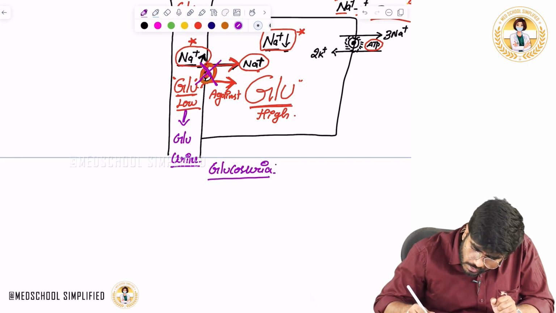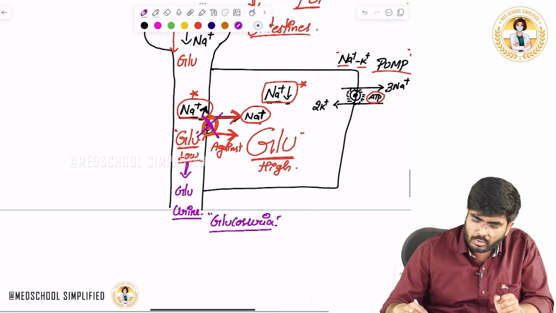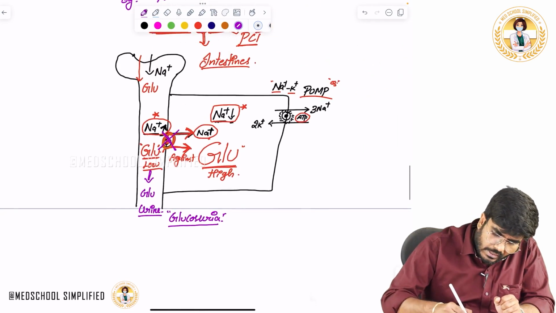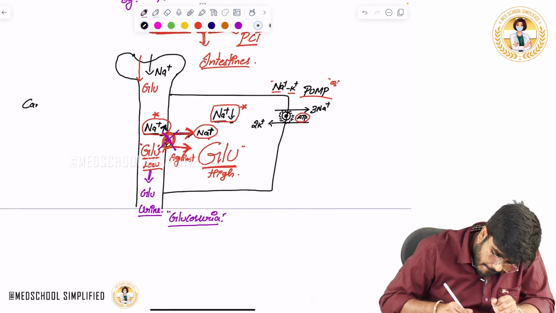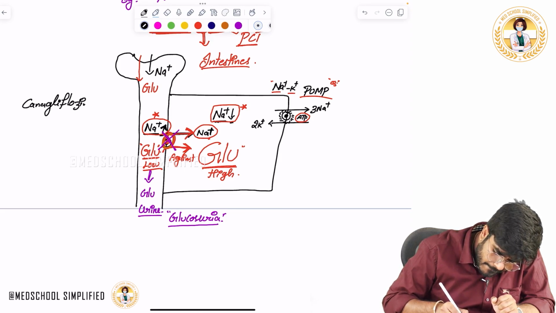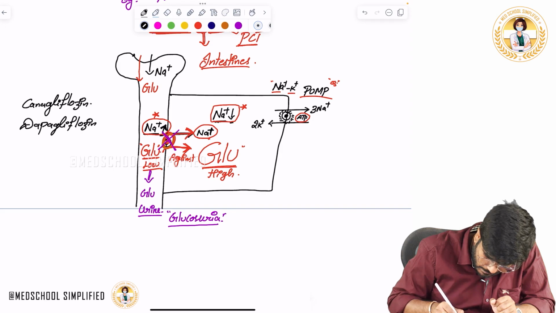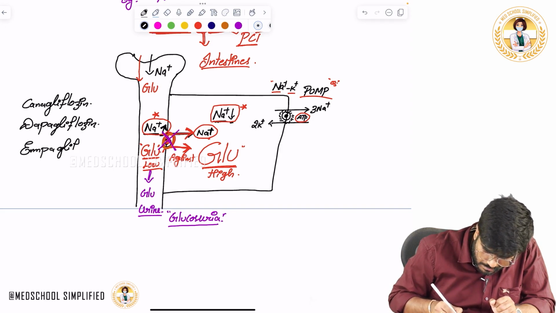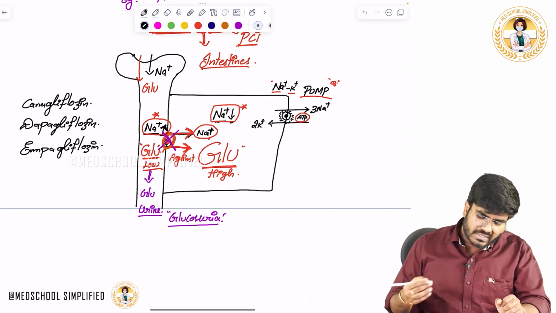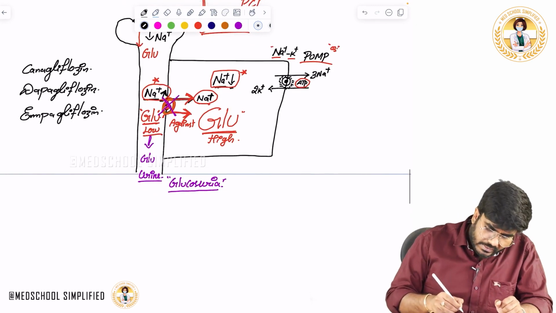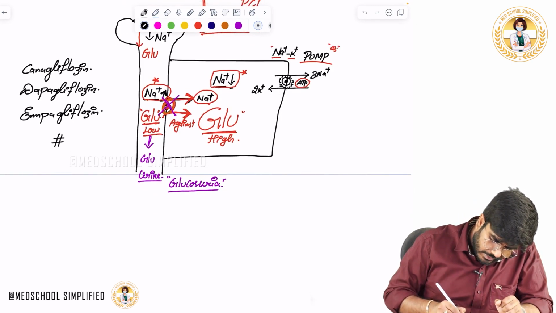So what are these drugs which can block sodium glucose transporter type 2? There are drugs called canagliflozin, dapagliflozin, and empagliflozin. What are they? They are all SGLT type 2 inhibitors.